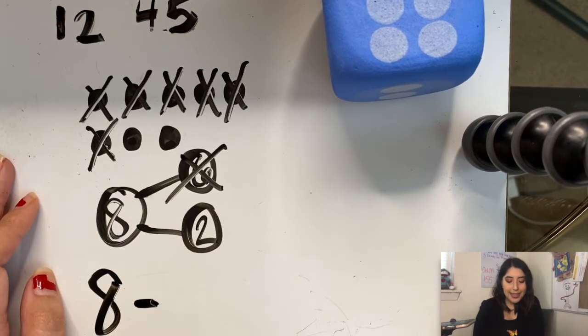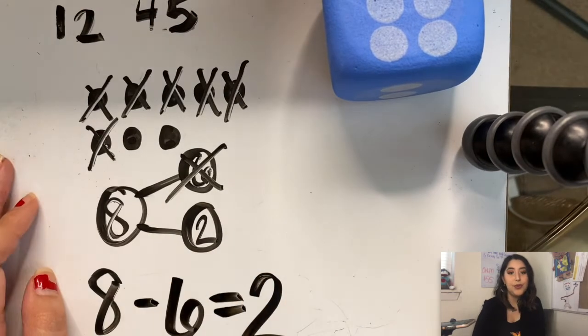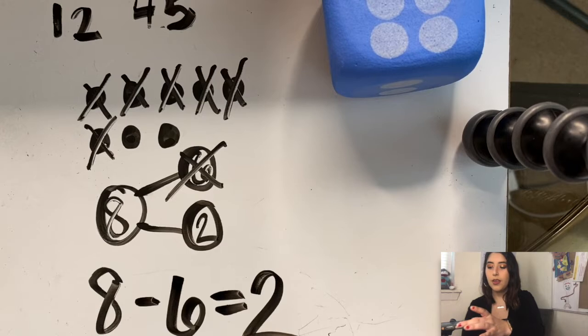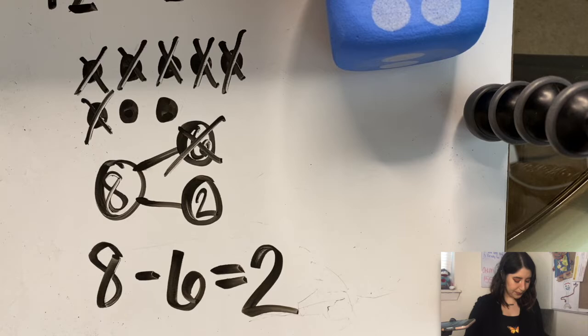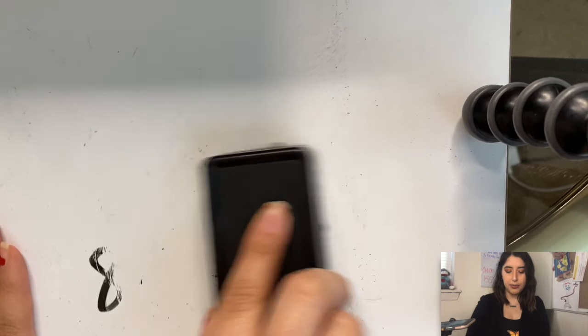So let's do the number sentence. 8 minus 6 equals 2. Read it to me. Yes, 8 minus 6 equals 2. Very good. I'm going to write all of the combinations that we can subtract from 8, and we're going to read them together.